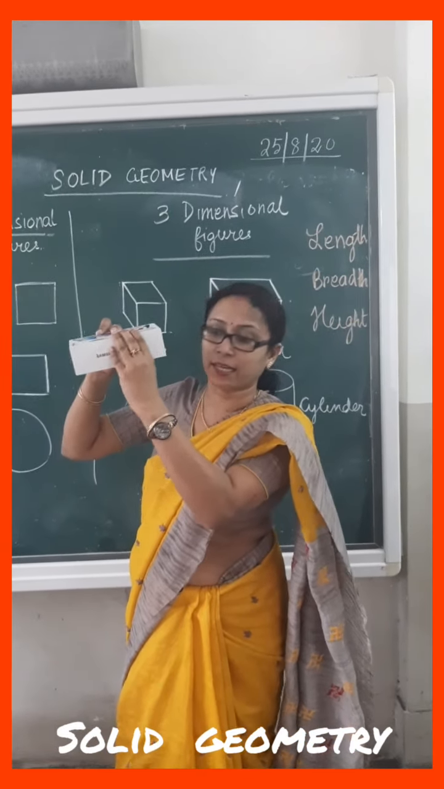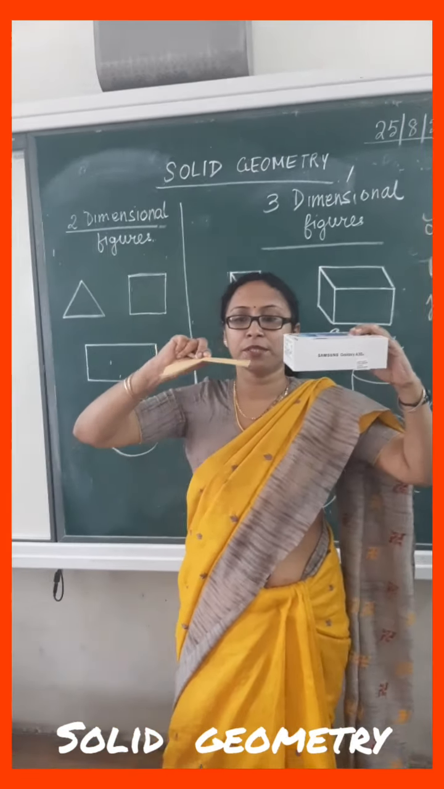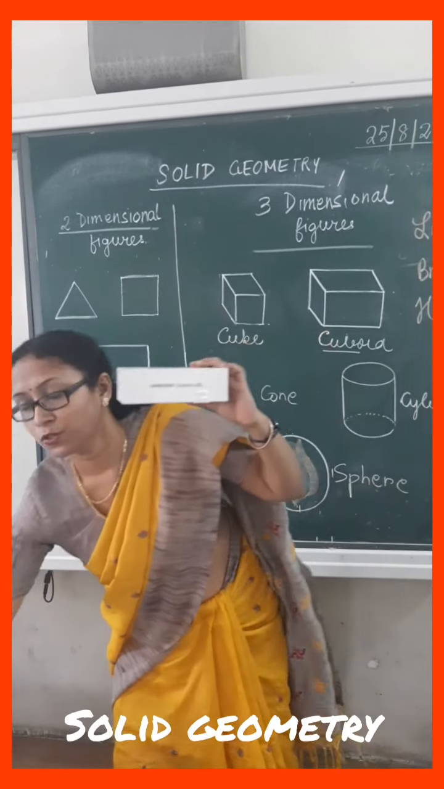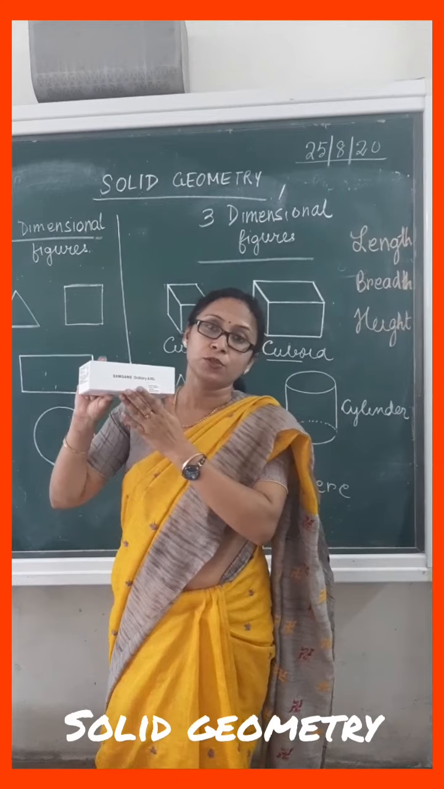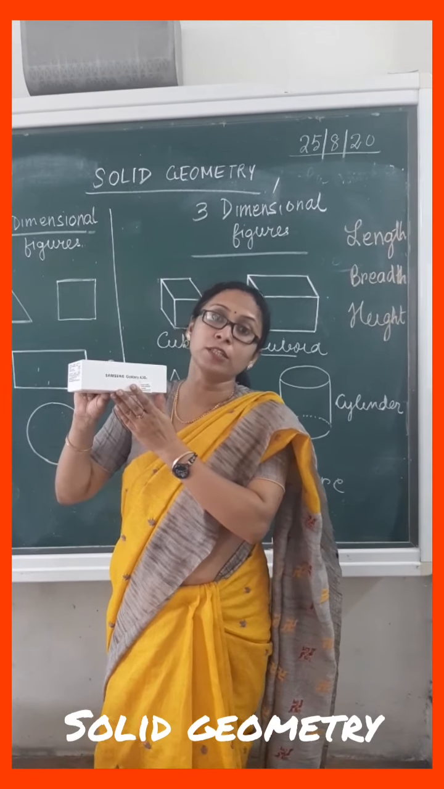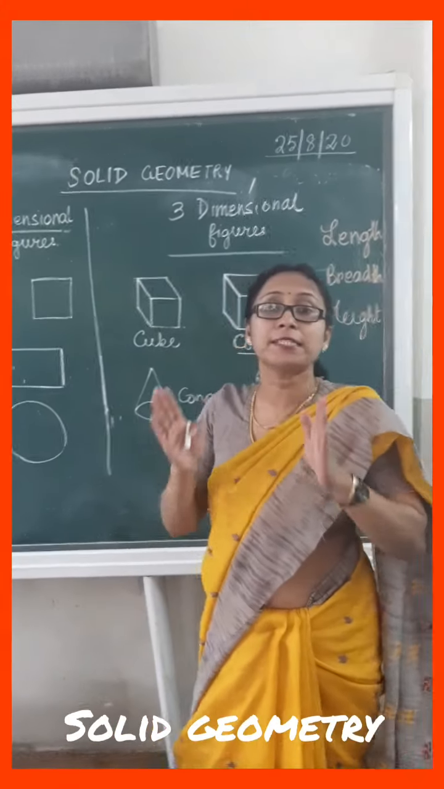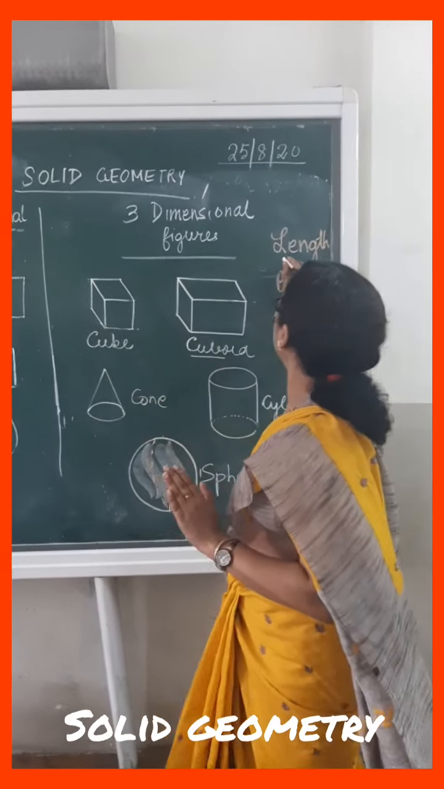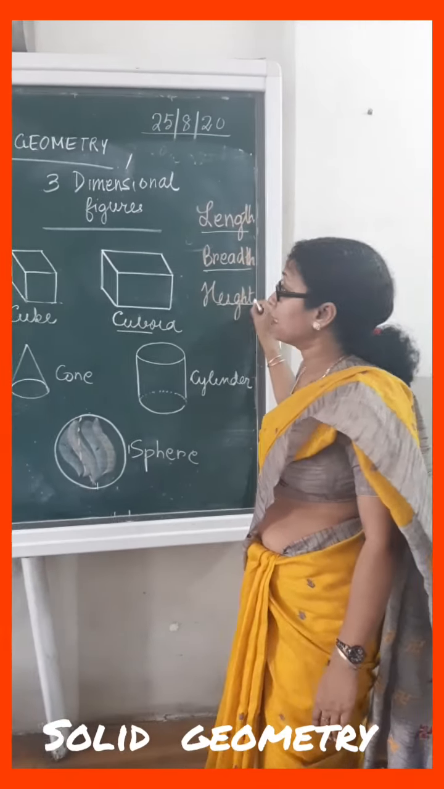To compare these two objects, this one is thin, but this one is thick. So solid geometry has one more dimension, that is its thickness. These type of objects are called three-dimensional objects, and in solid geometry we deal with three-dimensional objects. The three dimensions are length, breadth, and height.